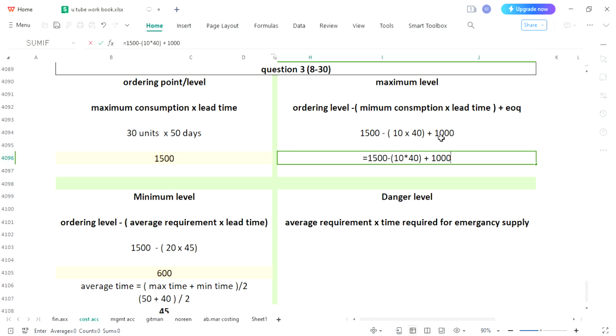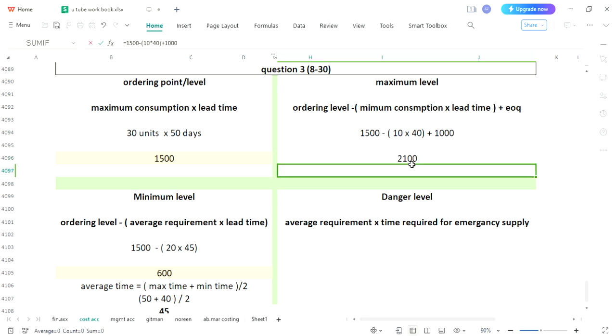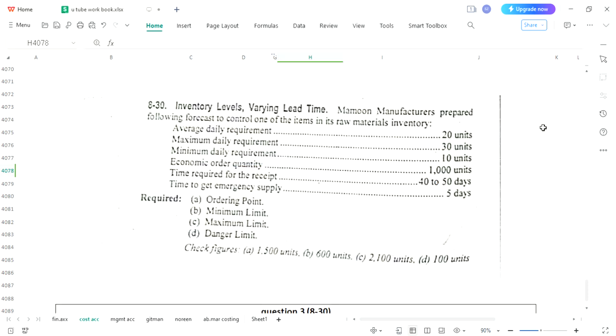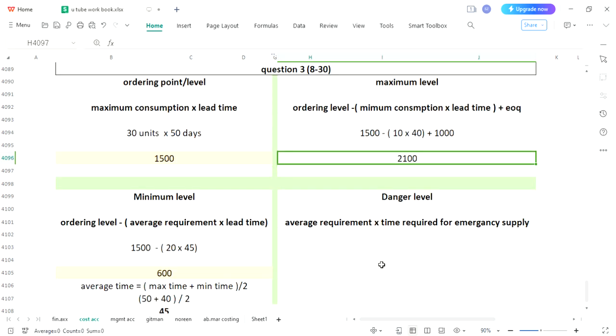Instead of doing that, please learn how to write this whole statement once in the calculator. No matter how simple a calculator you have, all calculators can calculate this statement at once. So instead of taking several steps, you can put the whole statement once in your calculator and you will get the answer. So we have 2100, and this was your third part, C part, maximum requirement 2100 units. We have got our answer, so let's mark it as completed.